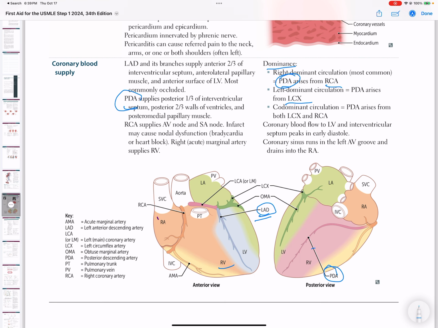So the anterior surface of the left, let's just draw it like this. Okay, this is the right side, left side. Let me just draw it clearly.